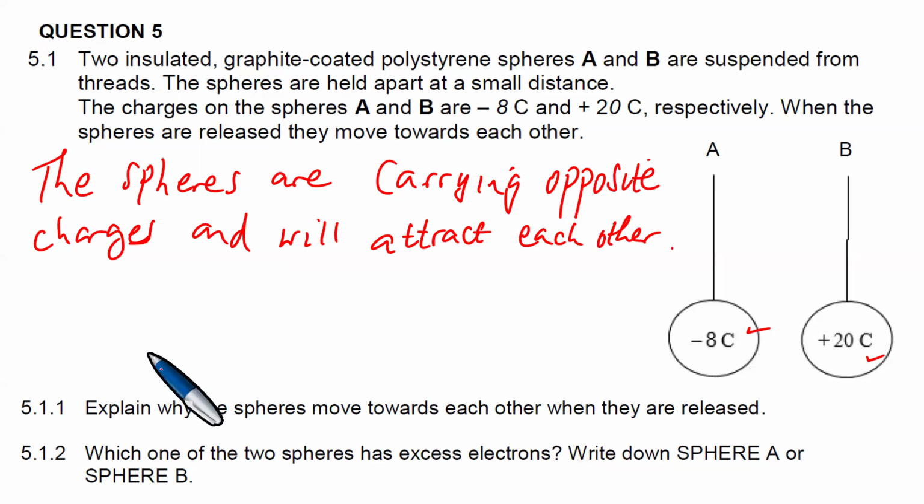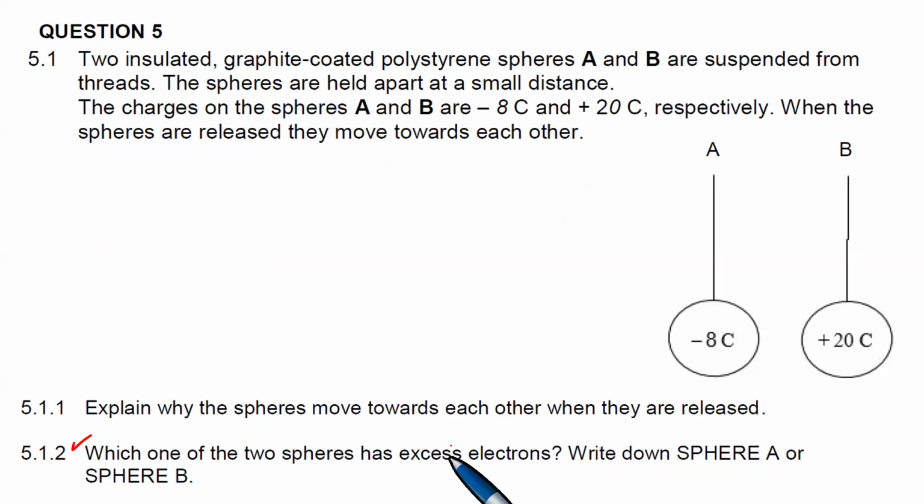Okay, let's look at 5.1.2. Which one of the two spheres has excess electrons? Write down sphere A or sphere B. Which one has excess electrons? Which one has too many electrons here? Either A or B, which one? A. Well done. It is sphere A. Why? Because it's negatively charged.